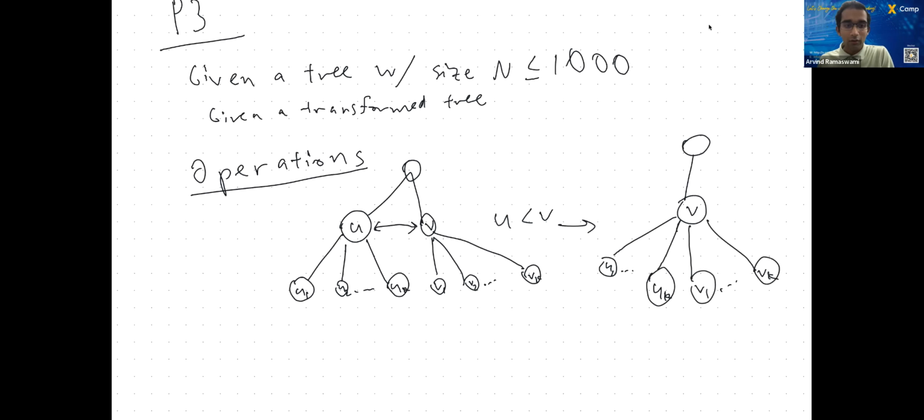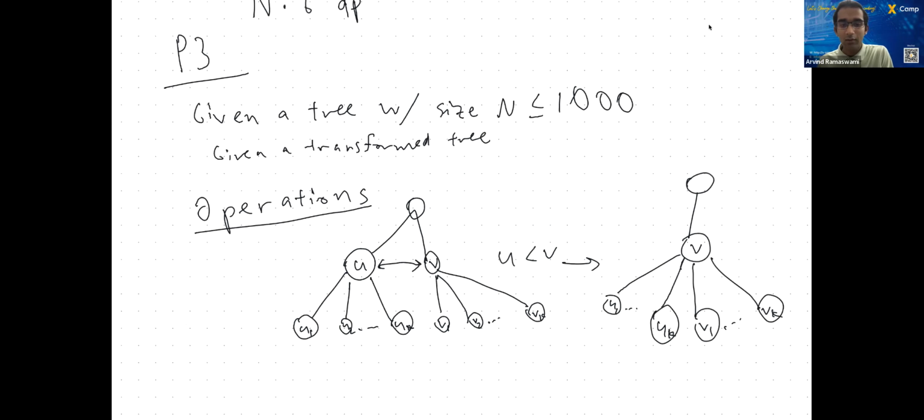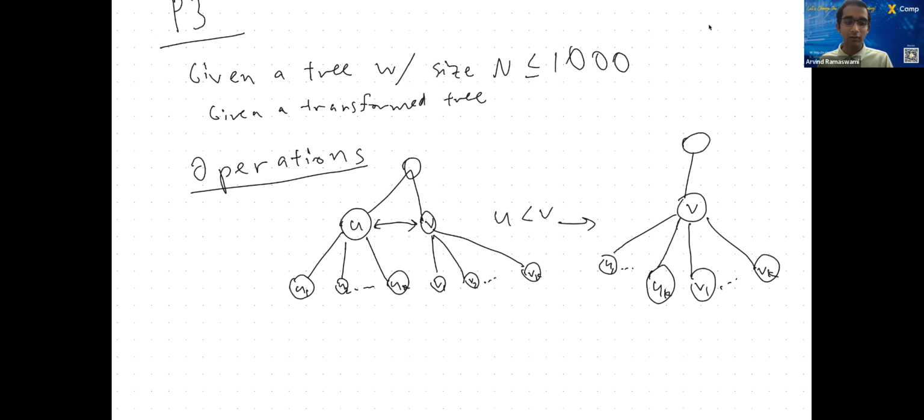So yeah, you're given a tree with size n, and then you're given a transformed tree that has resulted from some operations, unknown to you, of this form, where you're merging two vertices such that they get replaced with the larger vertex, and the children get merged, or children share the same parent. And the goal is to find a sequence of operations.